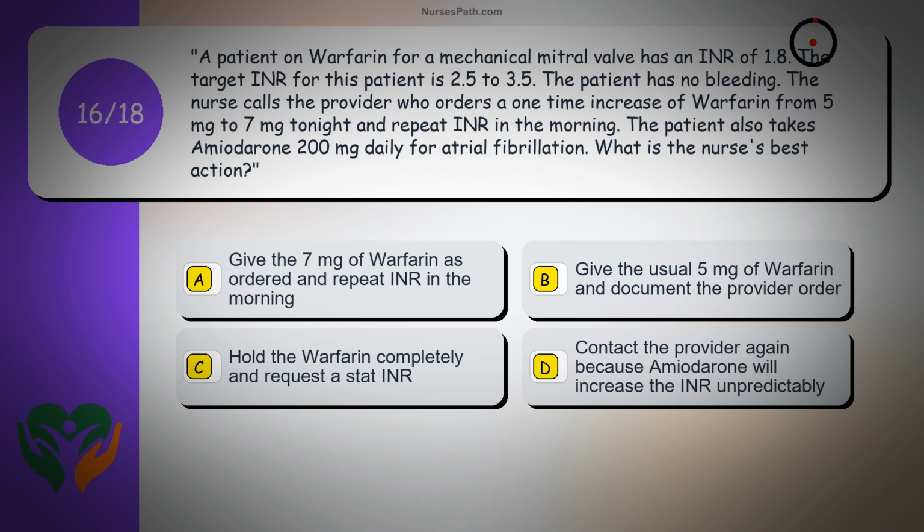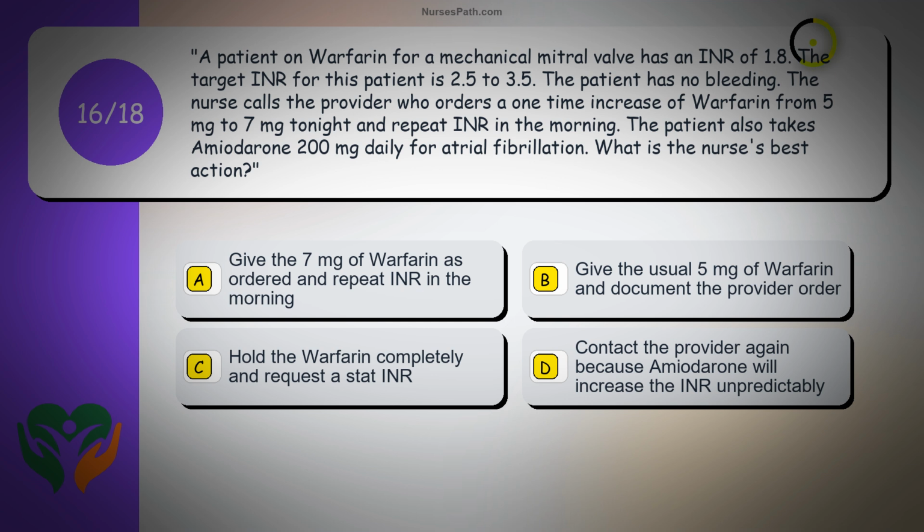A patient on warfarin for a mechanical mitral valve has an INR of 1.8. The target INR for this patient is 2.5 to 3.5. The patient has no bleeding. The nurse calls the provider, who orders a one-time increase of warfarin from 5 mg to 7 mg tonight and repeat INR in the morning. The patient also takes amiodarone 200 mg daily for atrial fibrillation. What is the nurse's best action?